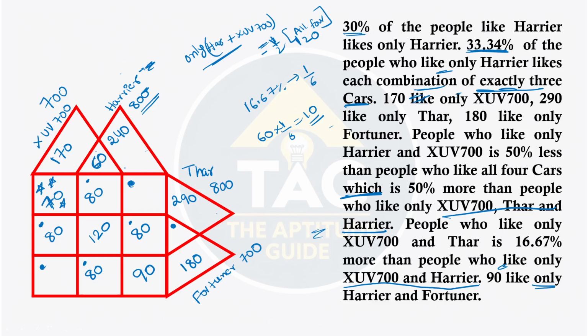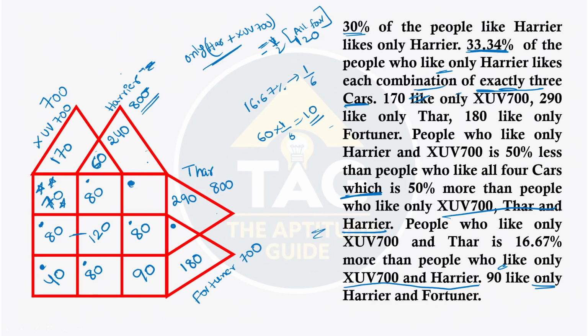Here, I know that the sum of all these 8 should give you 700. So till now, what is the sum here? 170 plus 60 is 230. 230 plus 70 is 300. 300 plus 80 is 380. 380 plus 200 is 580. 580 plus 80 is 660. So we are left with 40.